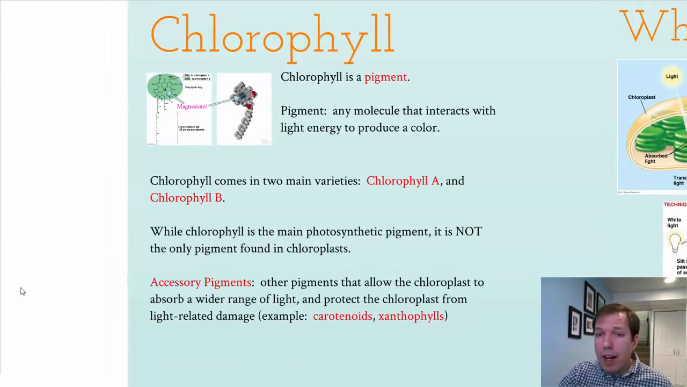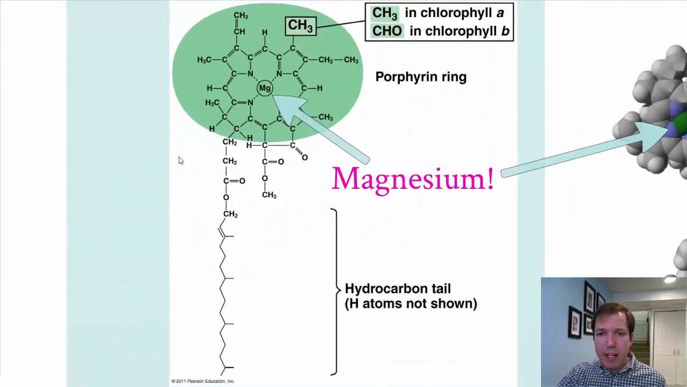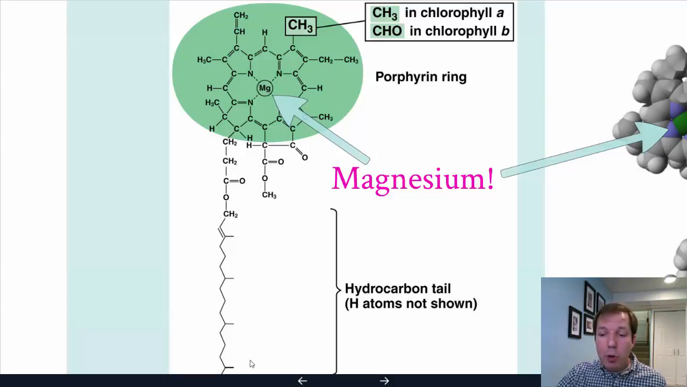Now, chlorophyll is a pigment. Pigments are defined as molecules that interact with light to be able to produce a particular color. If we take a look here at the actual structure of chlorophyll, we can see that it is a fairly large complex molecule with all of these interlocking rings of carbon, hydrogen, nitrogen, and oxygen. It also has a large hydrocarbon tail, which is going to be hydrophobic.